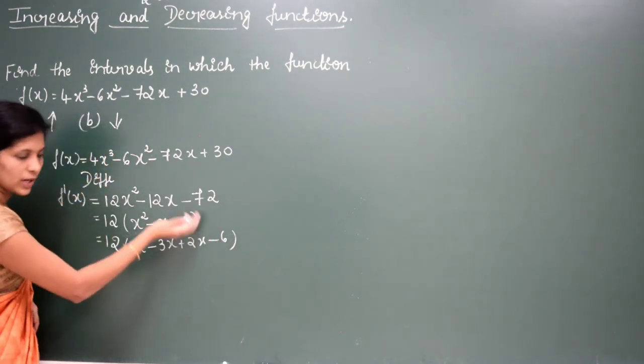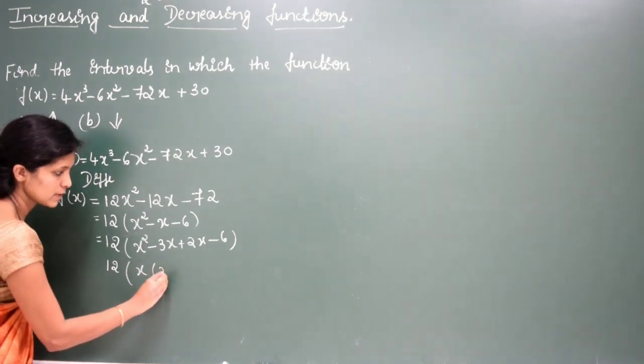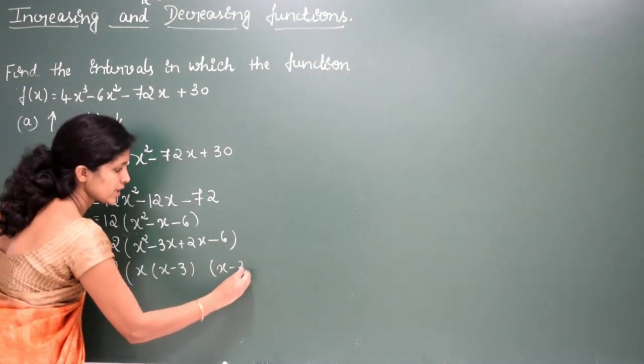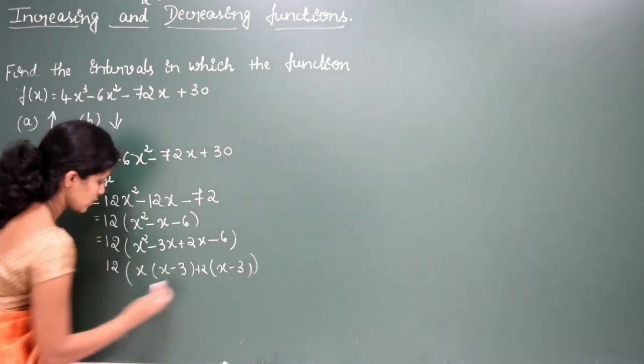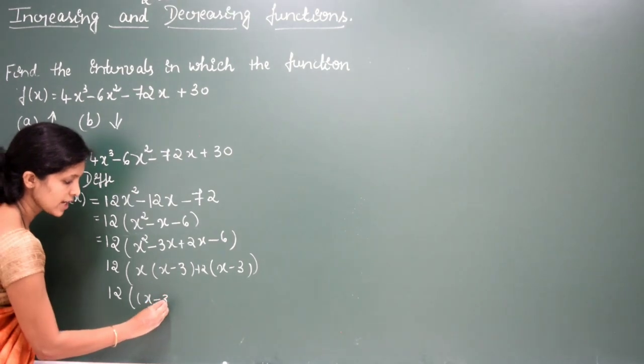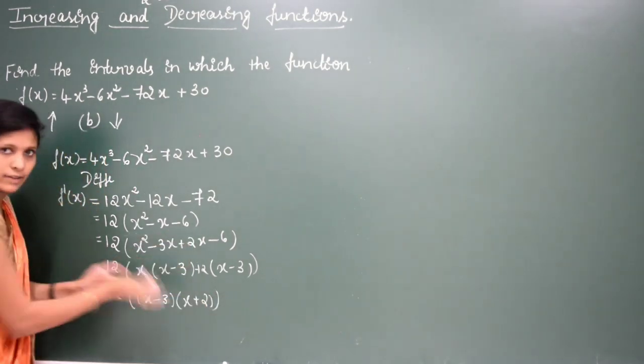Minus 3x plus quadratic equation simplification. This is 12 into, I can take x common. So this will be now x minus 3. Here also it should be x minus 3. So this is now plus 2. So the values here are 12 into x minus 3 and x plus 2. Is it clear? We have simplified this one.